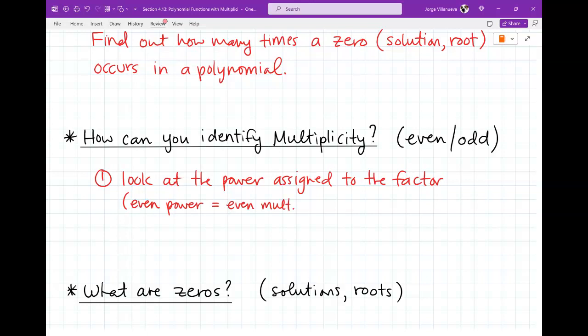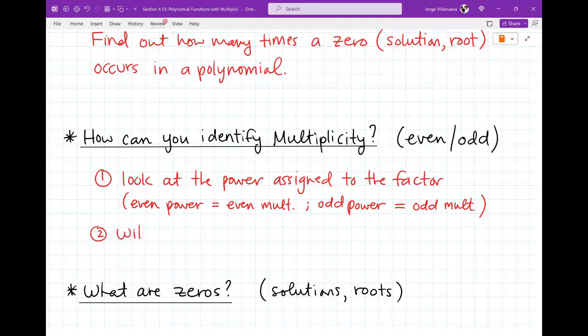And I'm going to use the word mult, M-U-L-T. You don't have to write the whole word multiplicity. Just use M-U-L-T. That's going to mean multiplicity. So an even power means that it has even multiplicity. Odd power is odd multiplicity. Okay? Now, why does that even matter? Well, step 2 is going to explain why it's good to know the multiplicity of these numbers. Okay? So you can identify it by looking at its factored form. That's one way. The second way is using a graph.